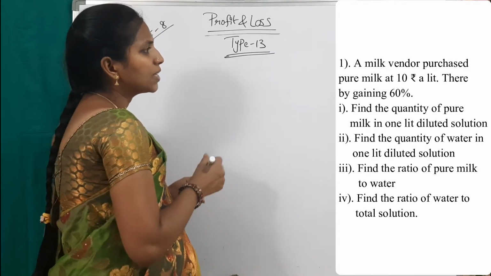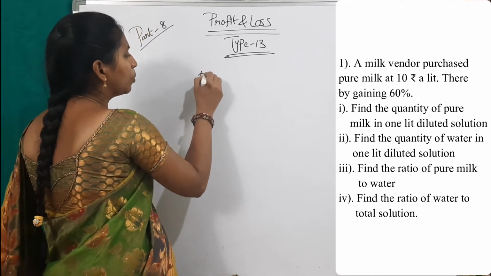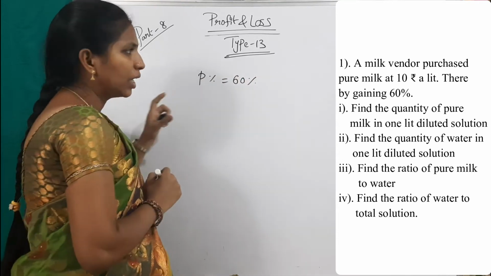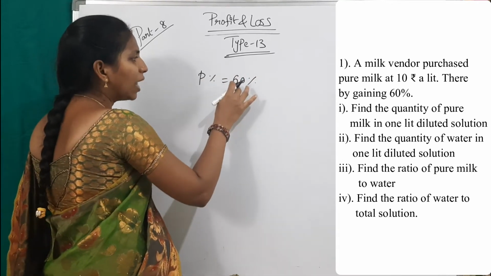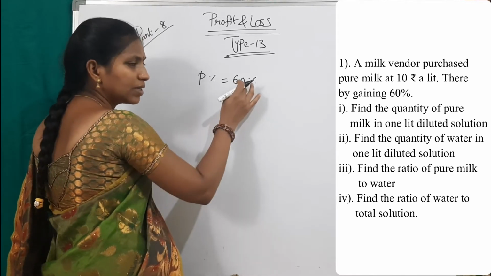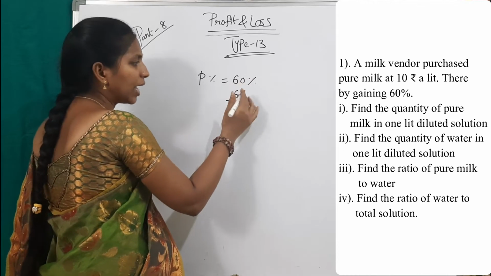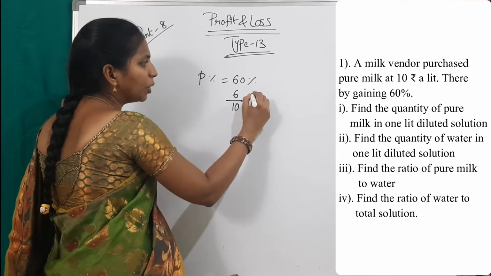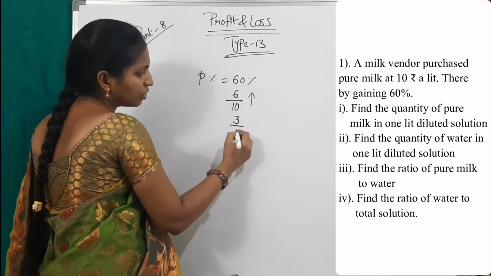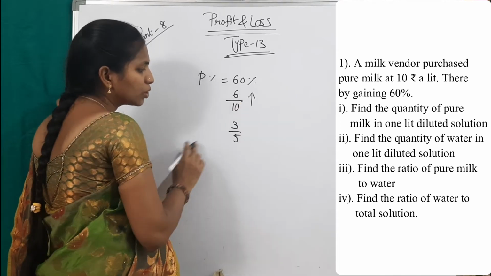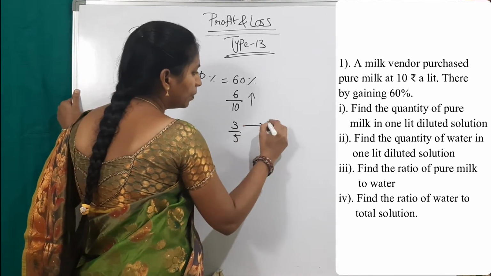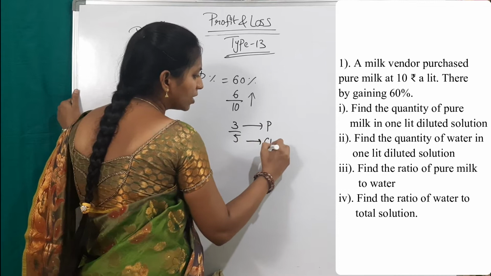Now see, 60% profit. Profit percentage is 60%. Now take the fractional value of this 60%: 60 by 100, then after cancellation 6 by 10, and after further cancellation 3 by 5. Profit means up arrow. So here 3 parts is profit and 5 is CP.